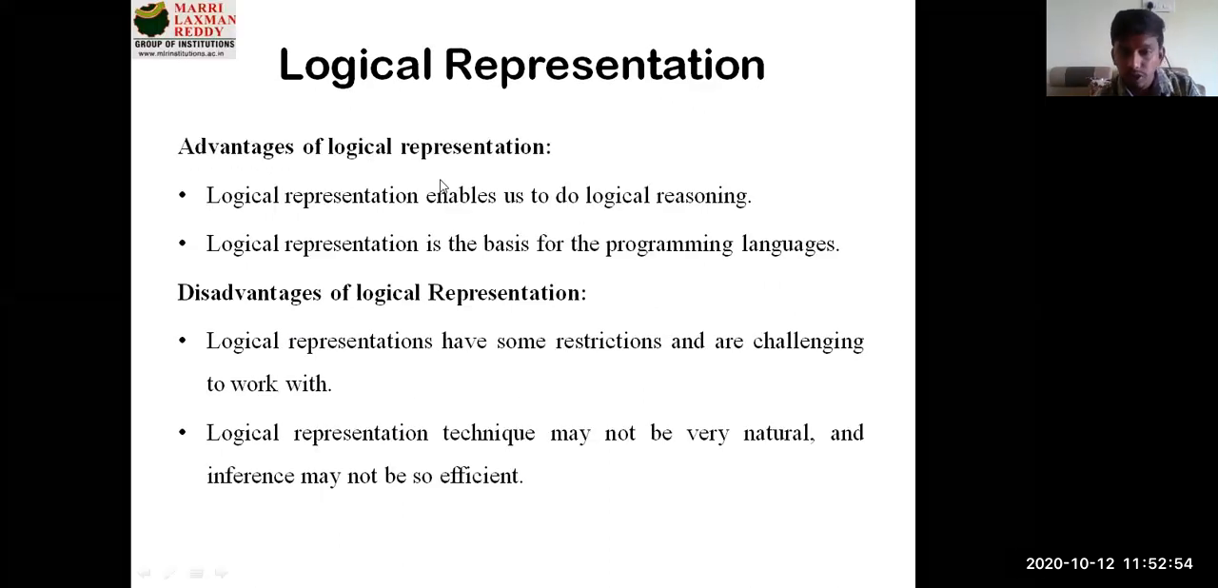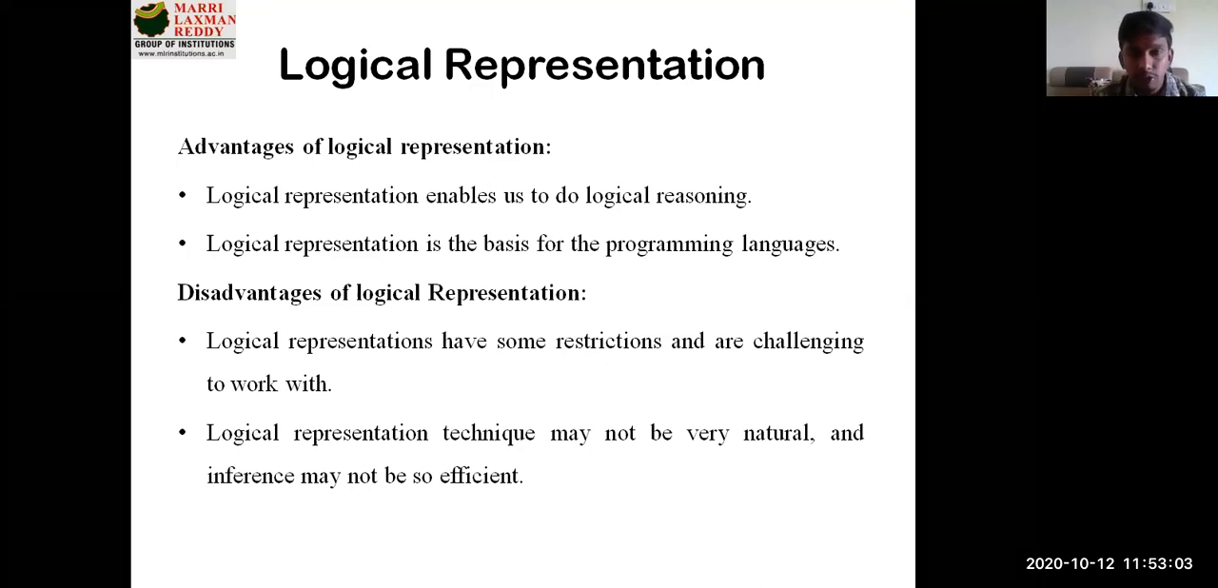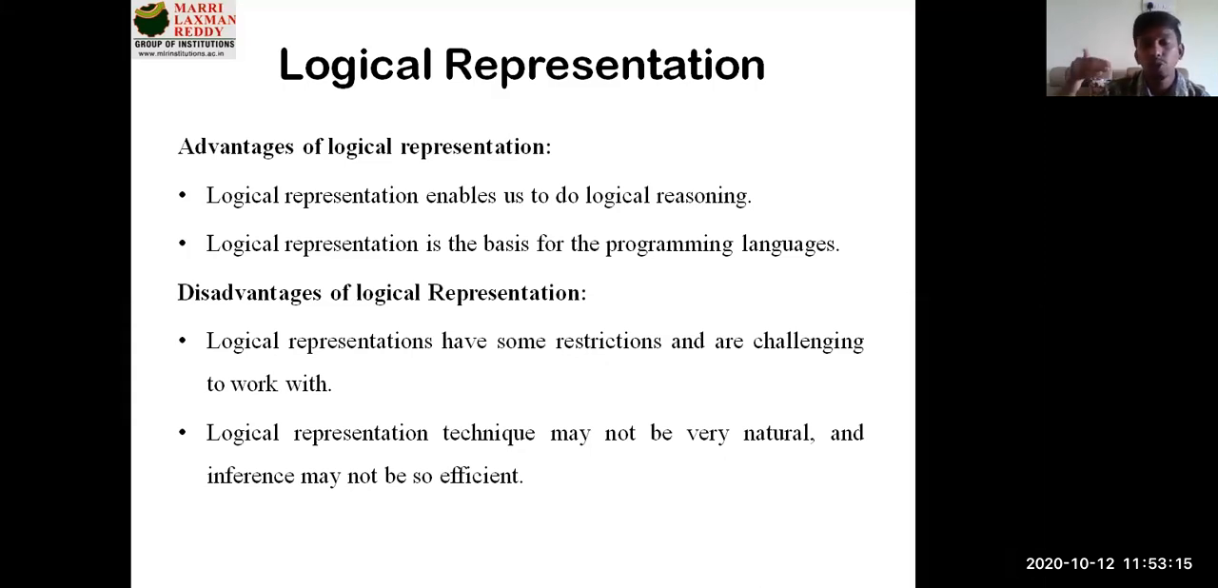So what are the advantages and disadvantages of logical representation? There are many advantages, but we have taken two important points. The first one is that it enables us to do logical reasoning. If you want to do knowledge representation and reasoning, you need to go for logical representation, and it is the basis for programming languages like Prolog and Lisp.